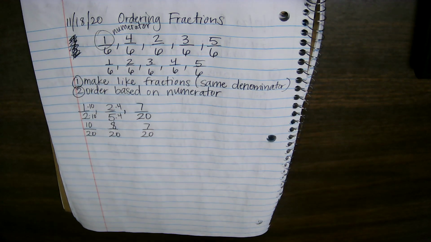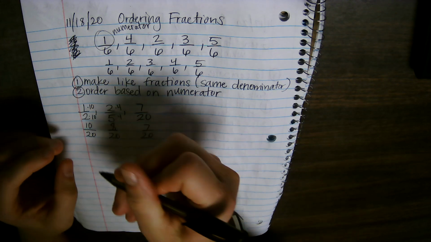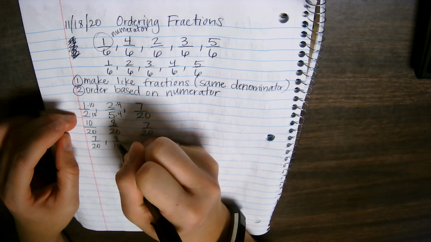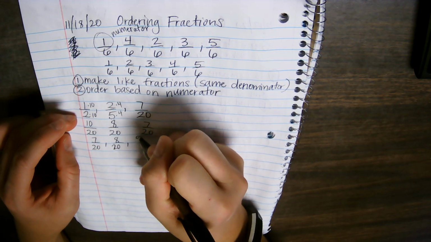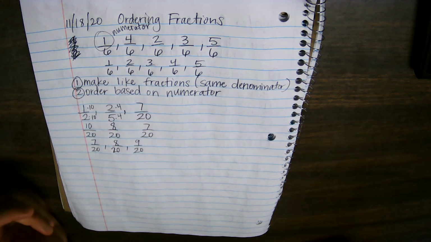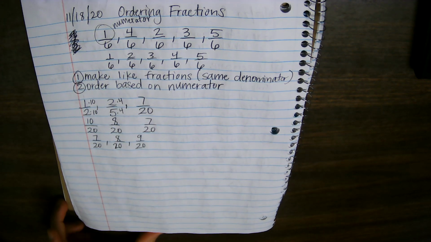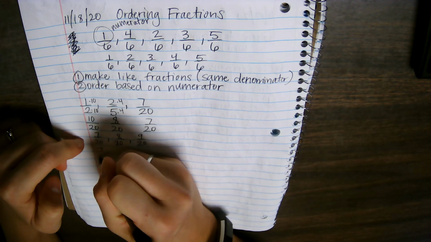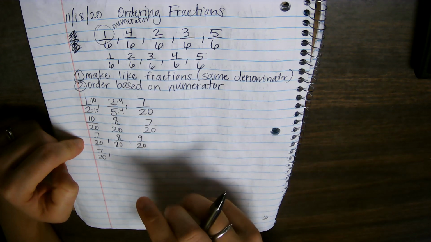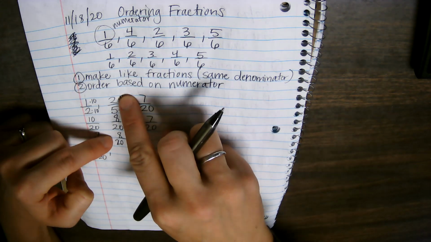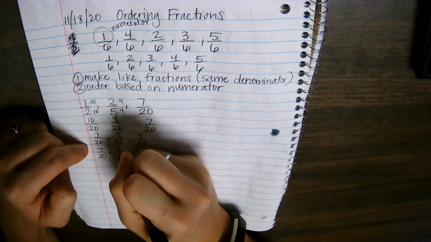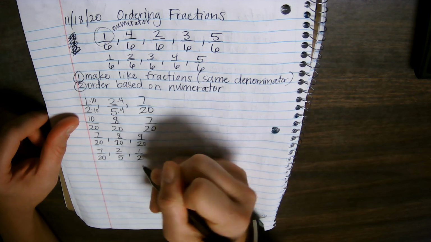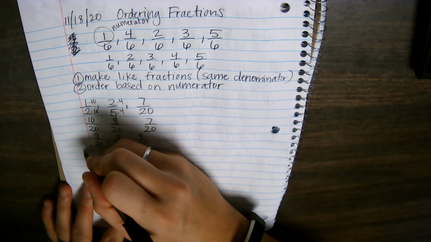Now we're putting these in order. So that would be the 7/20, then the 8/20, and the 9/20. But we actually need to use our simplified fractions, right? So our 7/20 stays the same. This 8/20 was actually 2/5, right? And 1/2 was the biggest. So this would be our final answer.